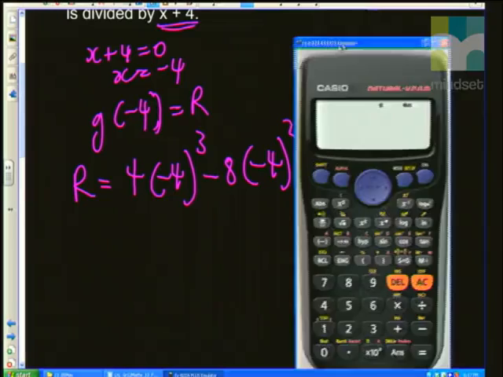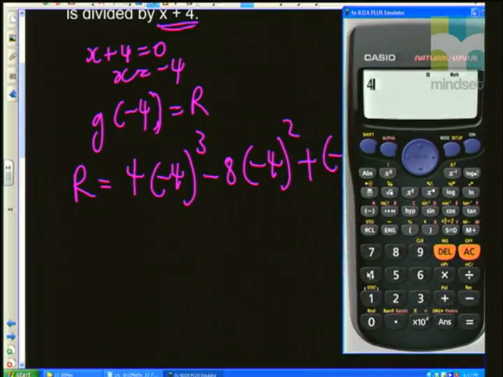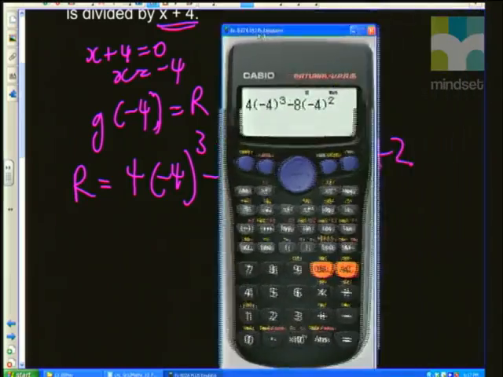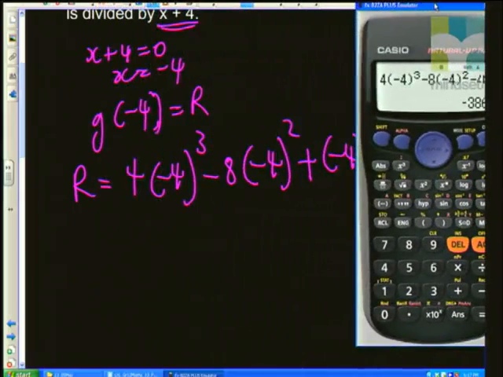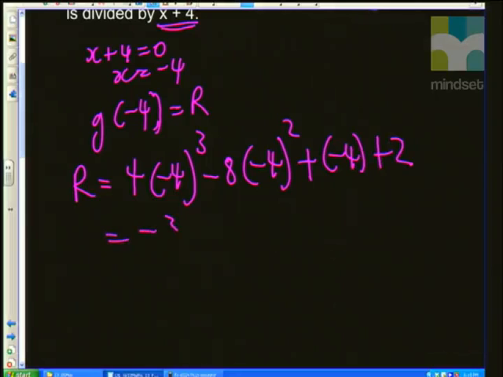Let's see how you do this. You just say 4 bracket -4. You have to put this in bracket to the power 3. Then -8, this is in bracket, -4, bracket, squared. Then let's see the second part. Then we have -4 there, plus 2 equal to, I get -386. This is the remainder.